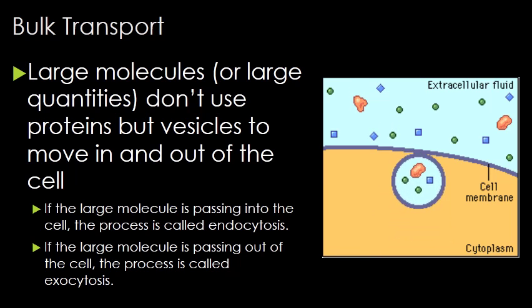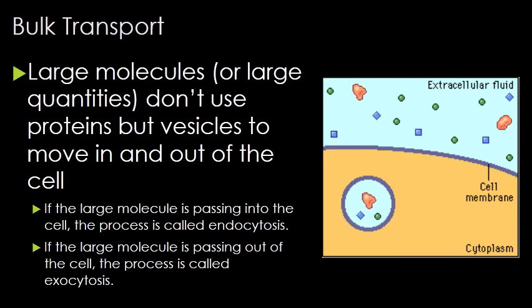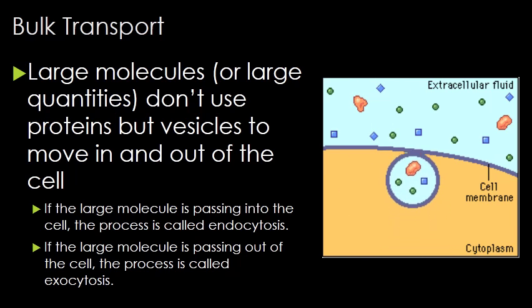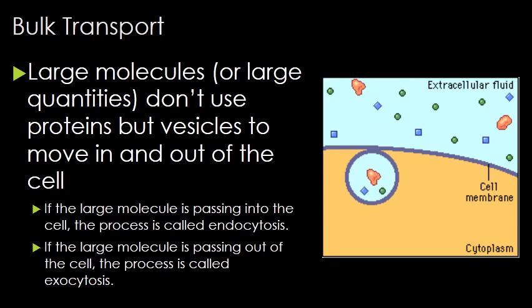If you're dealing with a lot of material or very large molecules, you can't use a protein to do it because sometimes the amount that you're looking at is even larger than the protein itself. Say, for example, you need tons of glucose or something. You're going to need to use a larger process, and that process is called bulk transport. So it's all about vesicles.